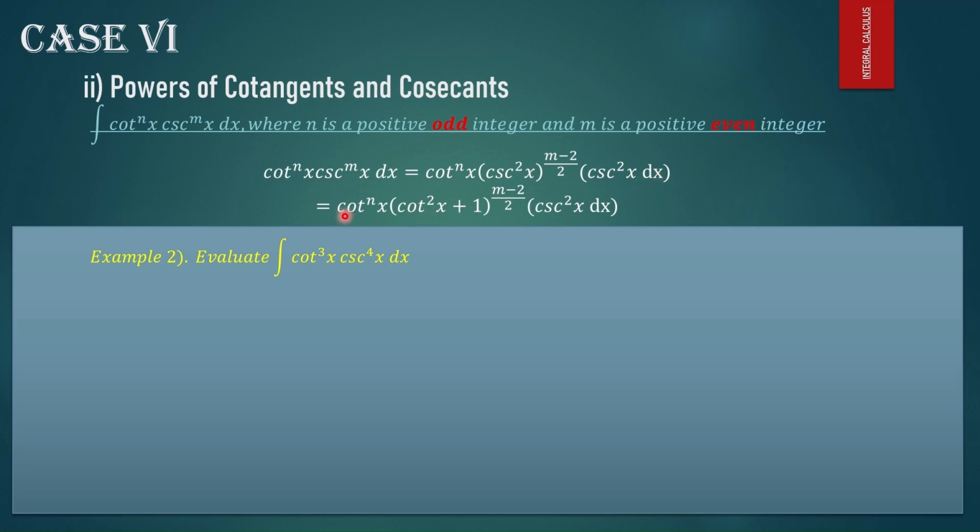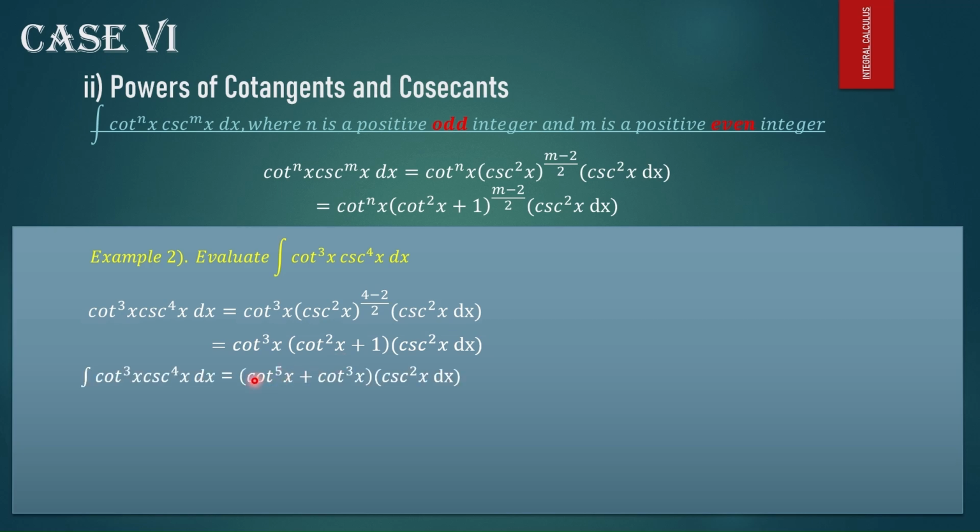If you can recall, alam natin na ang derivative ng cotangent x ay negative cosecant squared x. Let's have the first example under this case. Evaluate the integral of 3 power of cotangent x multiplied to 4 power of cosecant x dx. So still, n is odd and m is even. We factor out cosecant squared x. By Pythagorean identity again, we can have cosecant squared x equal to cotangent squared x plus 1.